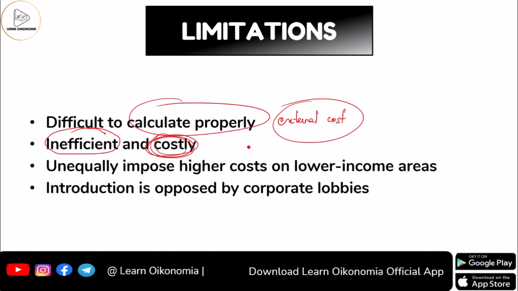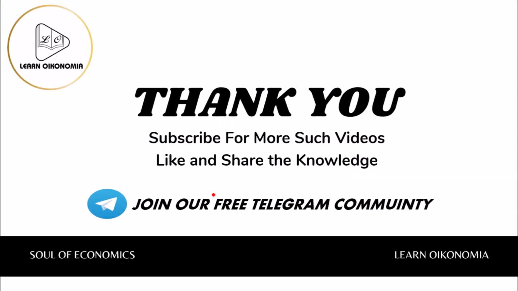Sometimes it acts as something which is regressive as well. And what is a regressive tax? A regressive tax is a tax which falls more on the shoulders of the poor people. So here you could see a high cost imposed on the lower income category. And also as a result of Pigouvian tax introduction, you could see so many protests, and these protests would be coming especially from the corporate lobbies, because they don't want this kind of tax if they are producing items like alcohol, cigarettes, etc. So that's all about the Pigouvian tax concept.